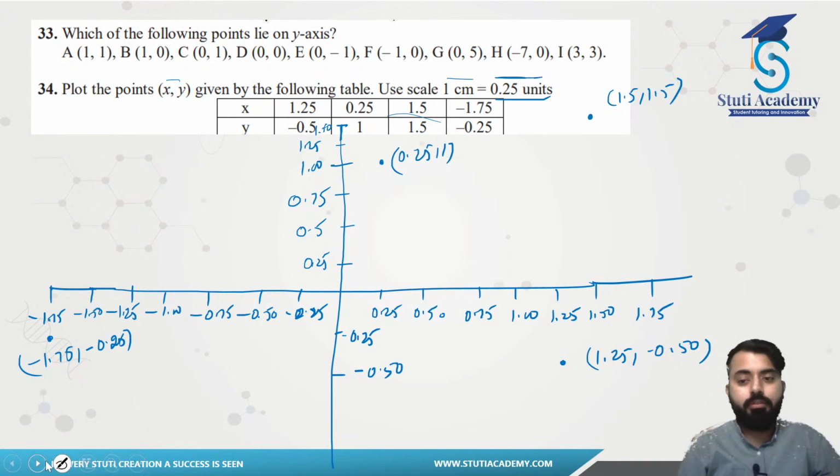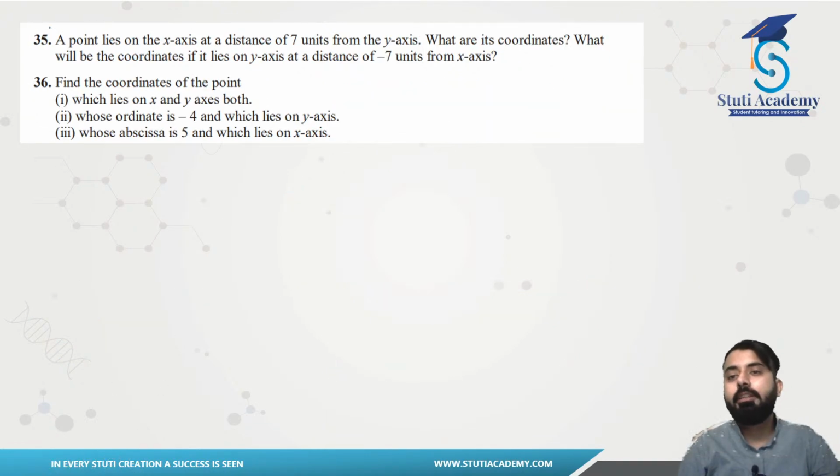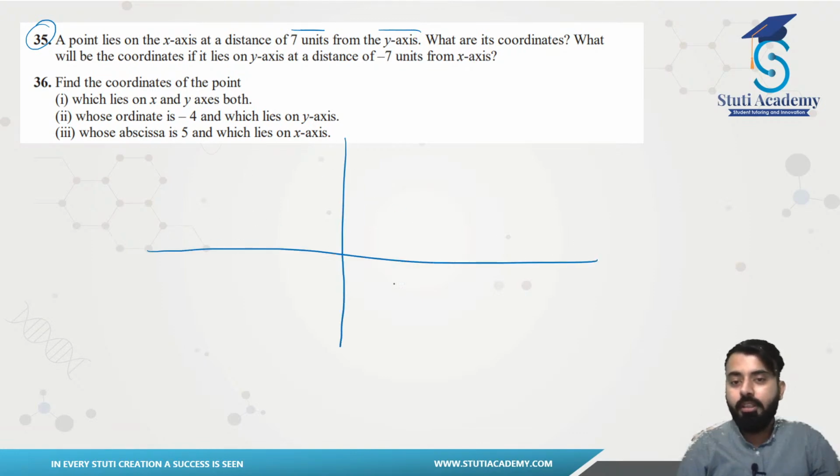So let's follow up and see our 35th question. A point lies on the x-axis at a distance of 7 units from the y-axis. See, a point is lying on the x-axis, 7 units from y: 1, 2, 3, 4, 5, 6 and 7. Now you see it is lying on this, so it should be 7, 0. For the target's coordinates, we got 7, 0.